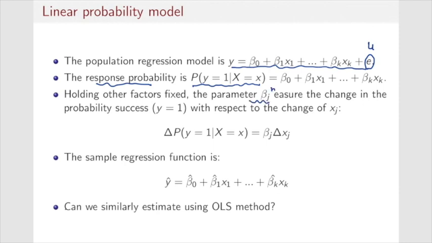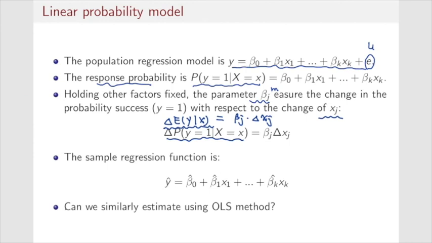The parameter beta j measures the change in the probability of success, y equal to 1, with respect to the change of the independent variable xj, holding all other factors fixed. This interpretation is comparable to the standard OLS regression, where the change of the expectation of y is the same as beta j times the change of xj. But now this expectation of y is the same as the conditional probability of y equal to 1.